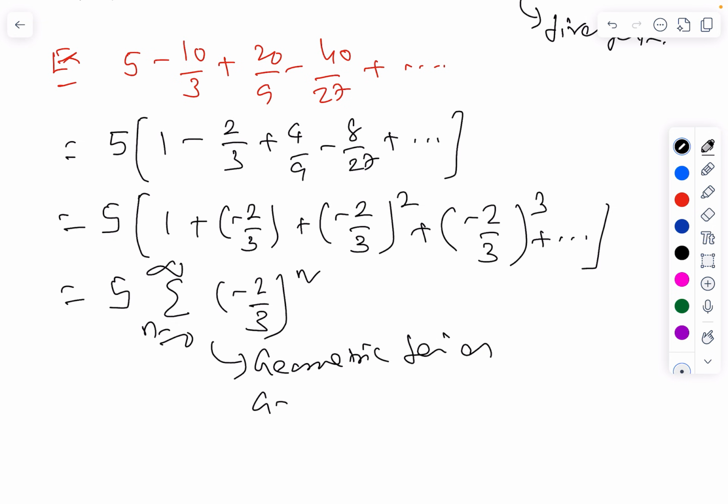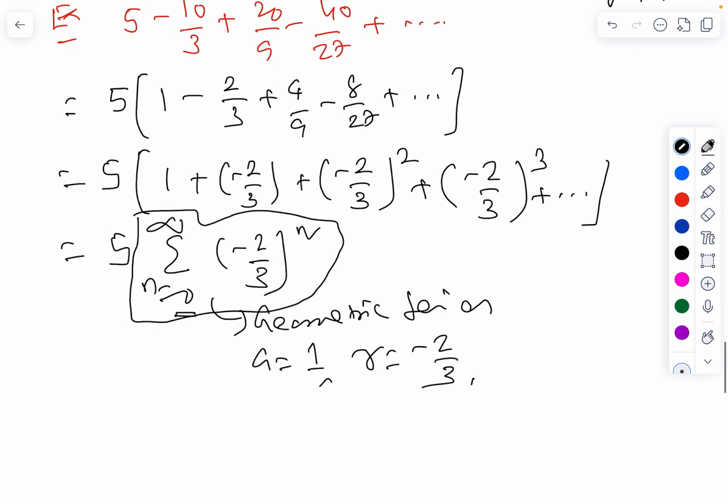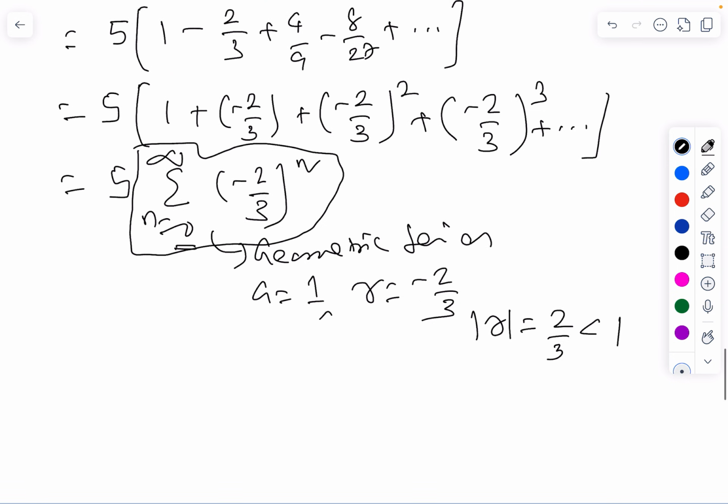What is a equal to? First term is 1. We are talking about this. First term is 1 because n starts from 0. And what is r? Minus 2 by 3. So modulus r is 2 by 3 and which is less than 1. Okay. And therefore given series is convergent. It's a geometric series, convergent. Modulus r is less than 1.